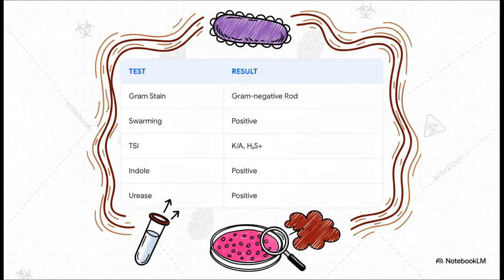So here it is, the final rap sheet on our culprit, Proteus vulgaris. We followed the evidence all the way from its basic description as a gram-negative rod to its telltale swarming signature, and we used those final indole and urease tests to lock down its identity and understand just how dangerous it is. A complete forensic profile.